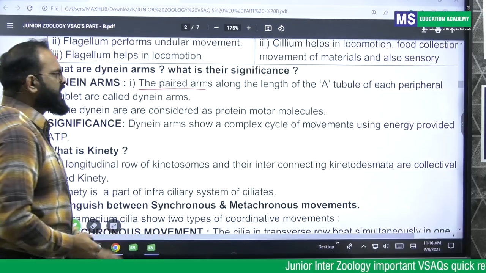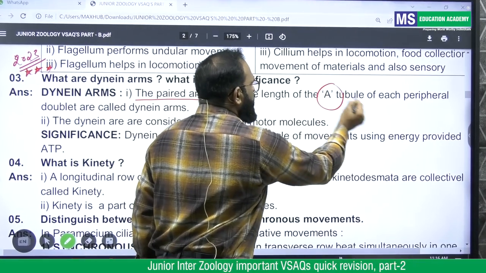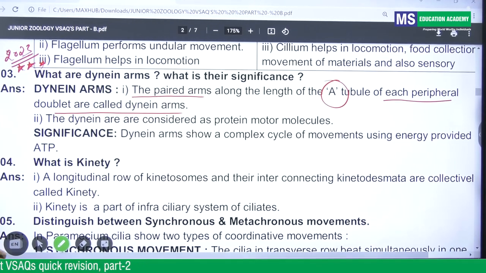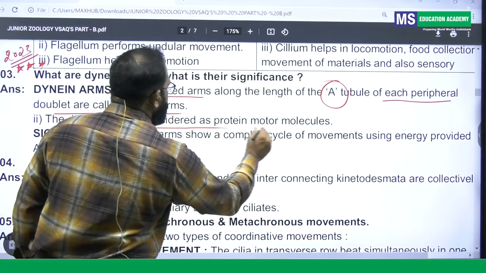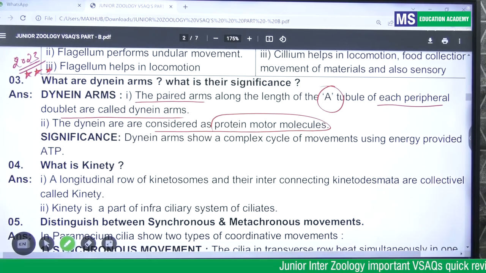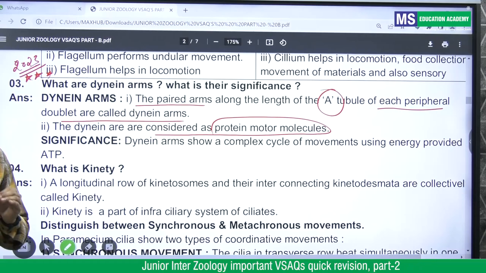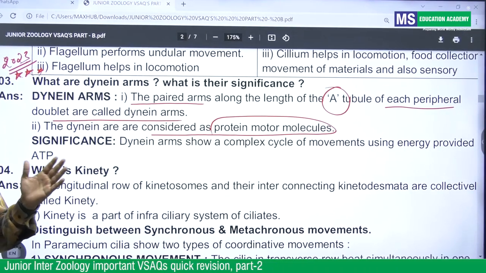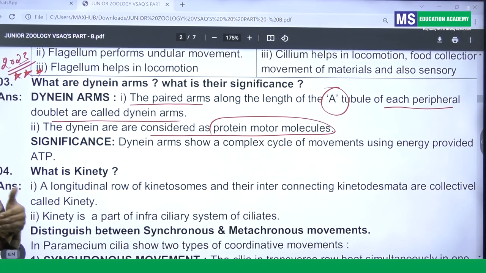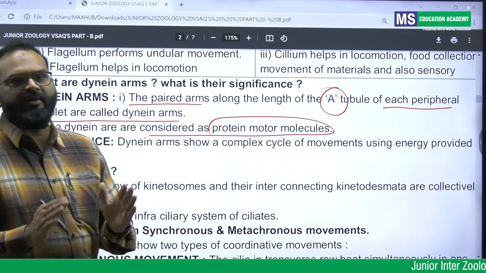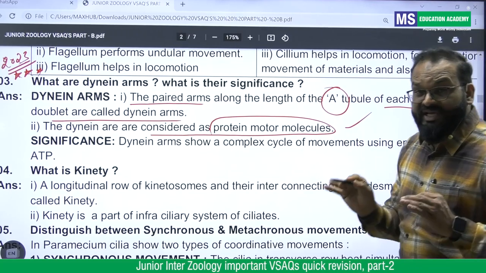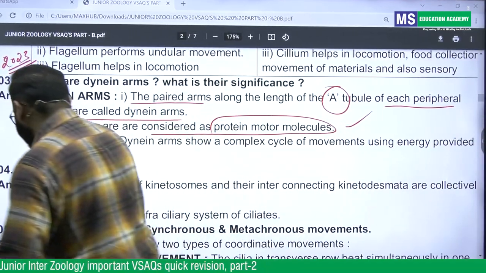Dynein arms: the paired arms along the length of a tubule of each peripheral doublet, they are called dynein arms. Dynein arms are considered as protein motor molecules. Here, by using ATP, chemical energy is converted into mechanical energy. So conversion of energy is performed by the motor. So dynein arms are considered as protein motor molecules.